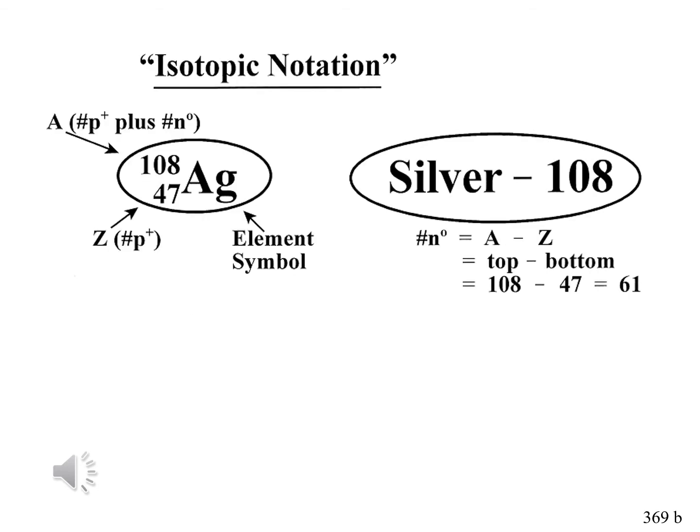I just want to make sure that you know this one thing about how you write isotopes. If you have an isotope silver 108, the 108 is the same as the top number in the symbol, and the 47 is the protons. So if you take the top minus the bottom, you get the number of neutrons.